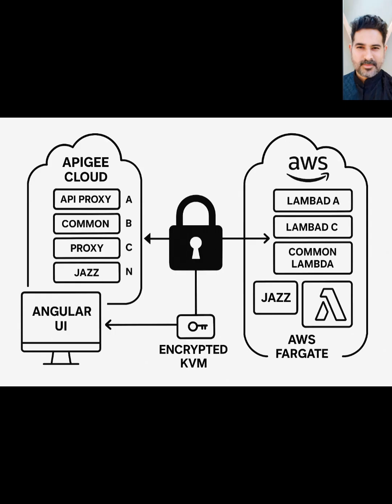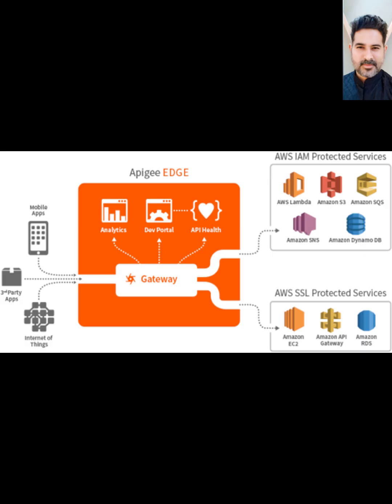Connecting the two sides is a secure channel represented by a key icon. This channel uses credentials stored in the encrypted KVM to establish a secure HTTPS connection, often through API keys or IAM roles. Here's how the data flows through our system.